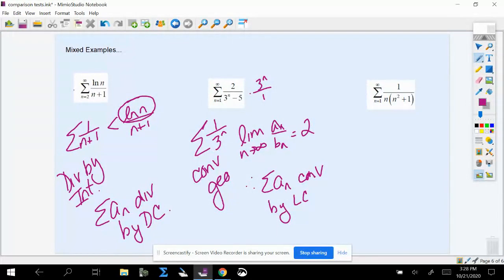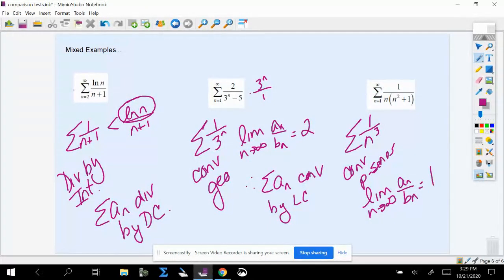The next one, it may help to just think about what you get when you distribute. You end up with an n to the third in the bottom, so I want to compare it to 1 over n to the third. That is going to be a converging p-series. If I take the limit of the original series divided by the comparison series, I'm just going to end up with 1 because I'm going to have 1 n cubed over 1 n cubed. Obviously a finite number, so therefore we can say that the original series will converge as well by limit comparison.